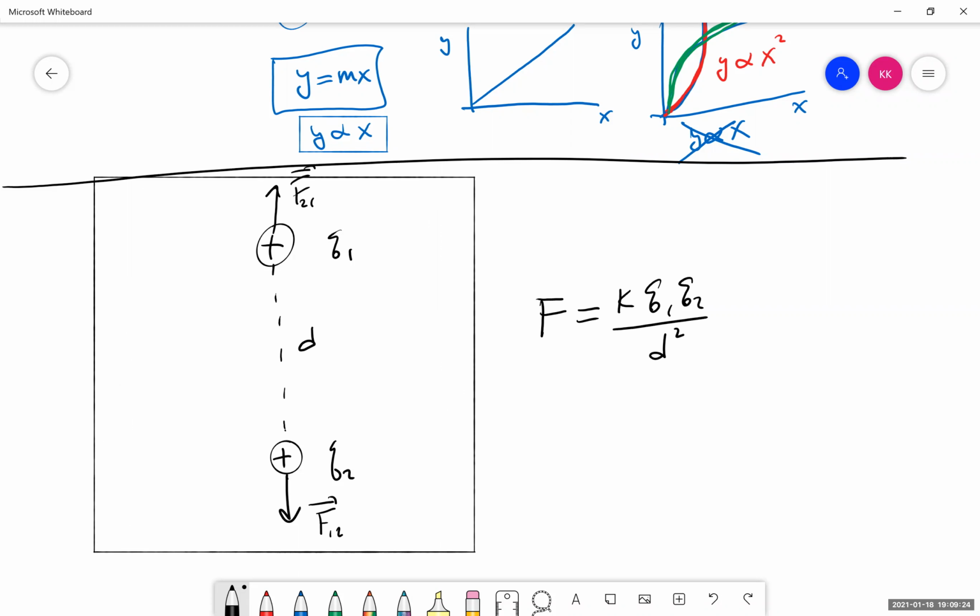Now, you also have to understand that if I'm calculating the magnitude of the force that one exerts on two, and the magnitude of the force that two exerts on one, it is exactly the same. Remember, the magnitude is exactly the same. All right, so this is more or less the theory for this lab.